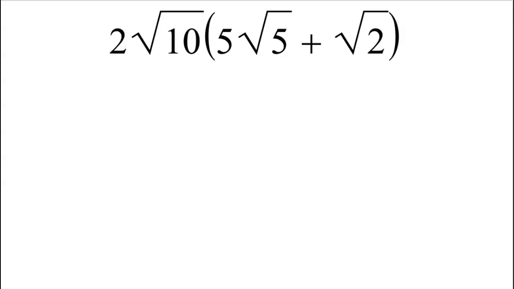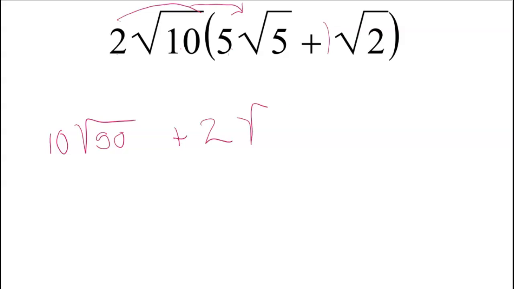Okay, let's try this one. Now we have a number and a radical on the outside. So both of these together are going to multiply by those. 2 times 5, those are both numbers, not radicals, so they can multiply together. 2 times 5 is 10. Radical 10 times radical 5 is radical 50. There's an invisible 1 in front of there, right? 2 times 1 is 2. Radical 10 times radical 2 is radical 20.